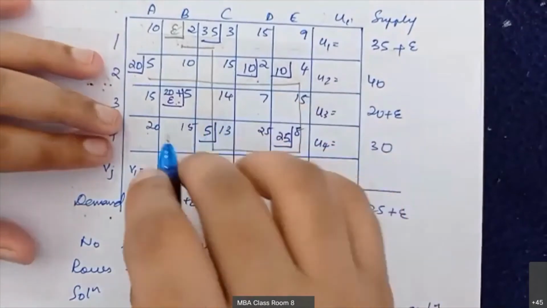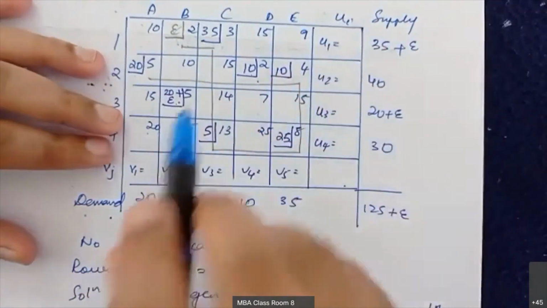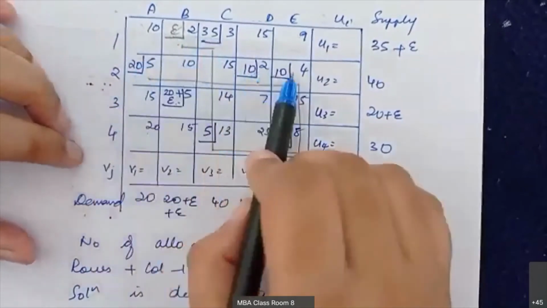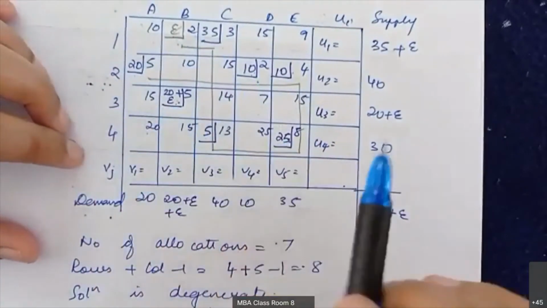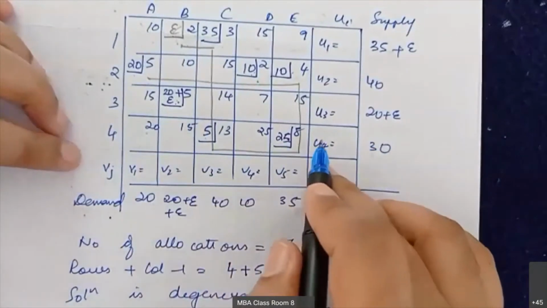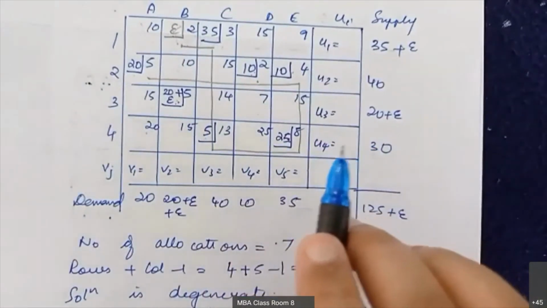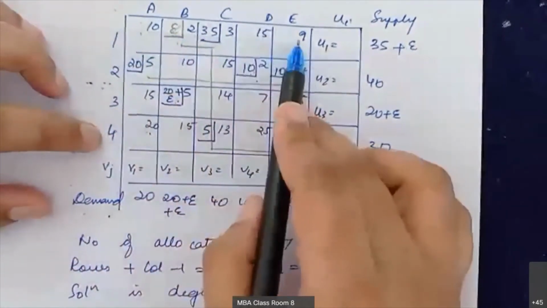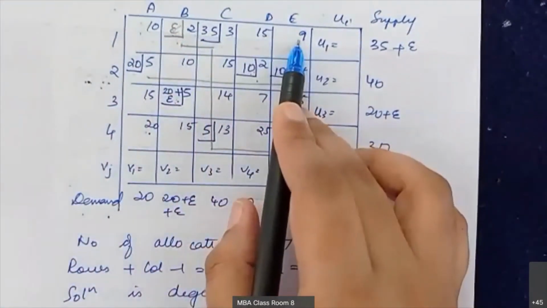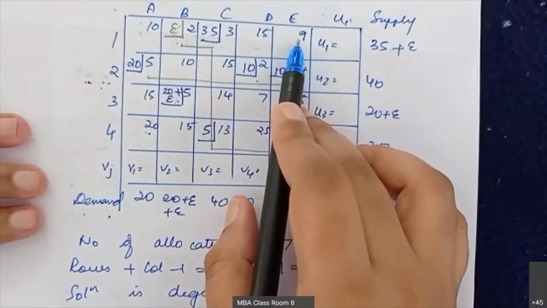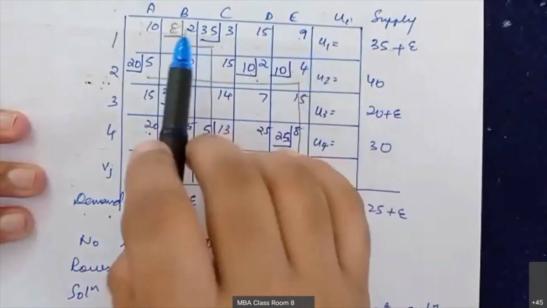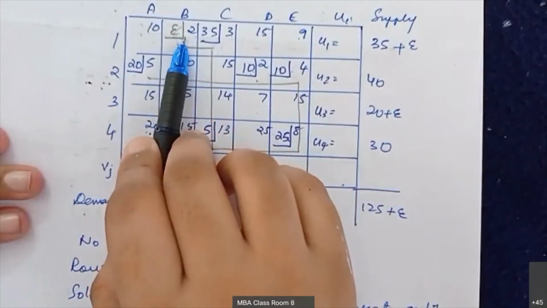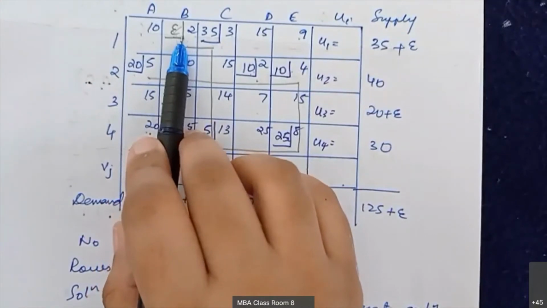Now my solution has become non-degenerate. Can you calculate the number of allocations here? 1, 2, 3, 4, 5, 6, 7, 8. Now my allocations are 8. And what is rows plus columns minus 1? How many rows? 1, 2, 3, 4. How many columns? 1, 2, 3, 4, 5. So 4 plus 5 minus 1, that is 8. So the degeneracy problem has been solved, because we introduced one cell over here with epsilon as the allocation. So now we have a non-degenerate solution.